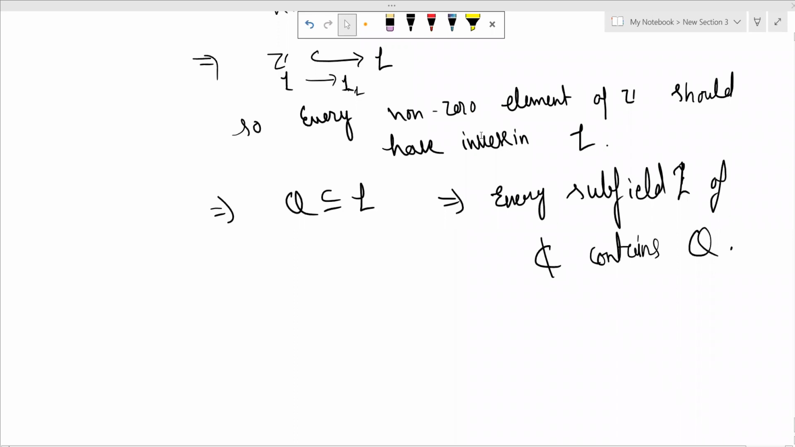In a similar way, you can argue. Rationals are of the form P by Q, right? P and Q are integers, Q non-zero. So that's what I proved here.